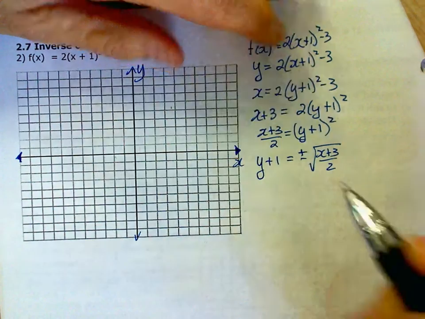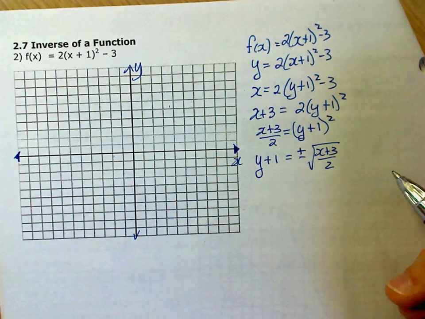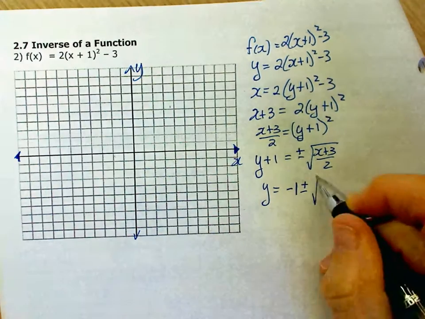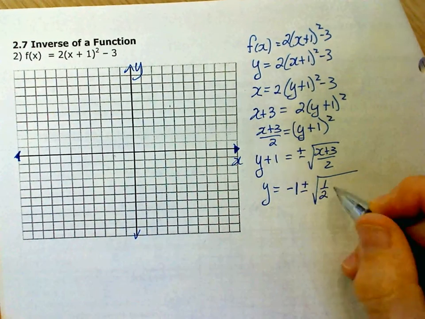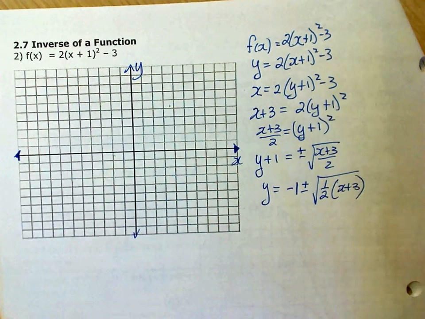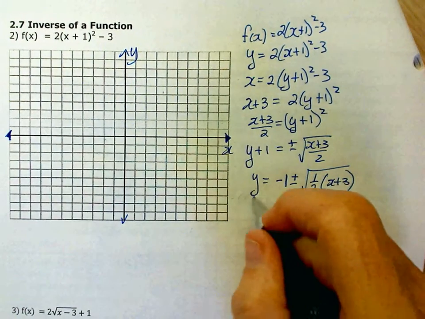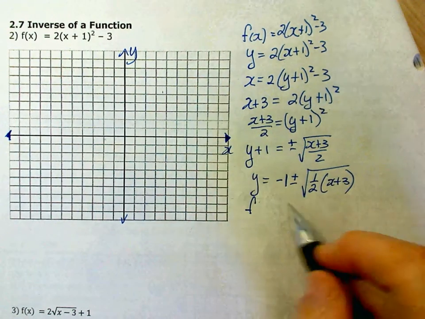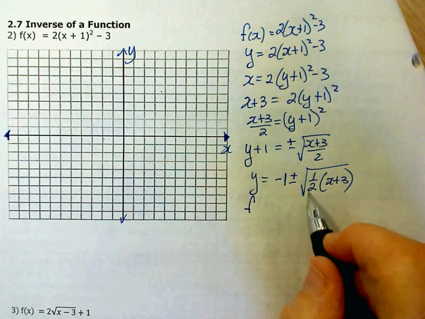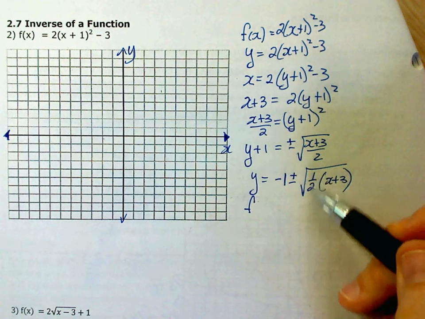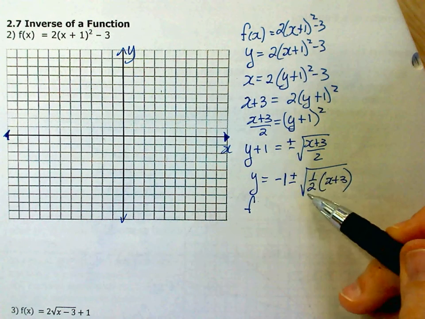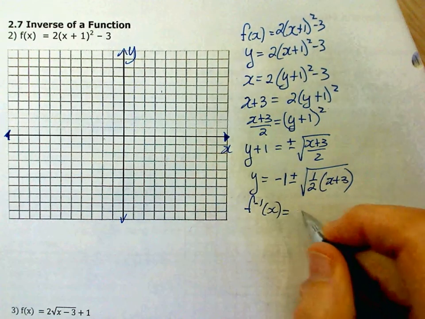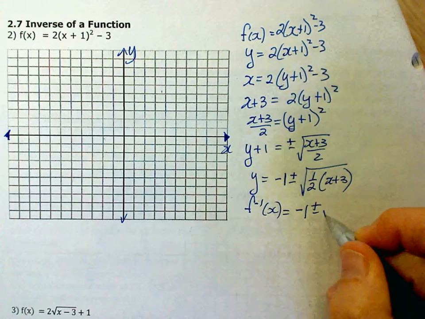And then we'll have y equals negative 1 plus or minus square root of 1/2 times x plus 3. And now we can write f inverse. Do not rationalize the denominator here because this is a little bit different. We want to keep that fractional value because here we have a horizontal stretch by a factor of 2, so we want that information. So f minus 1 of x equals negative 1 plus or minus square root of 1/2 x plus 3.